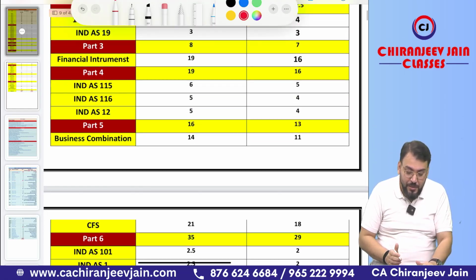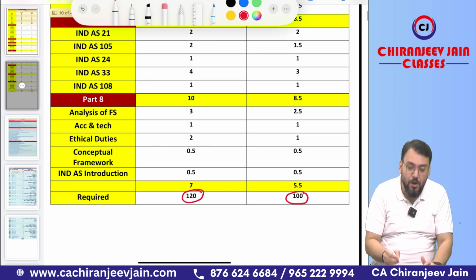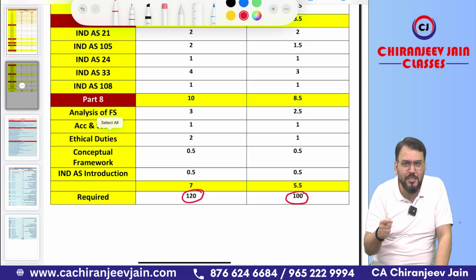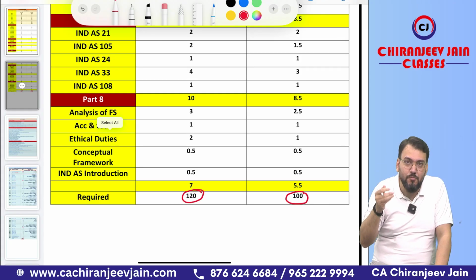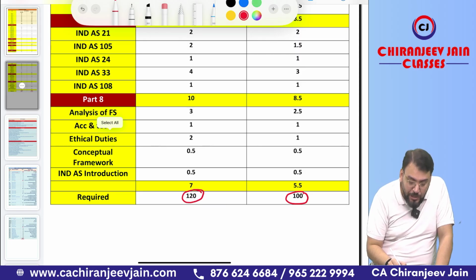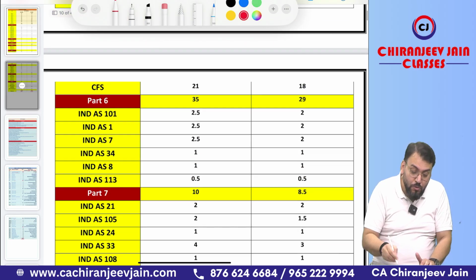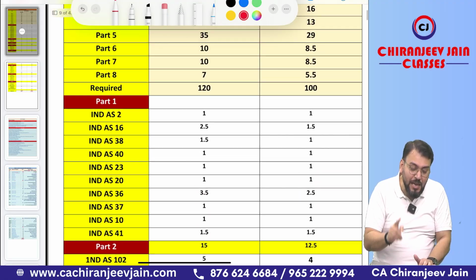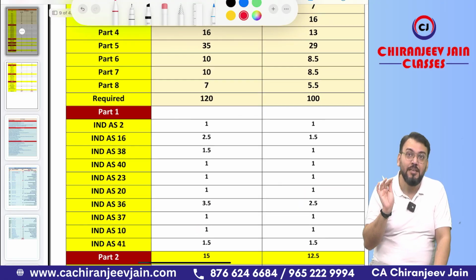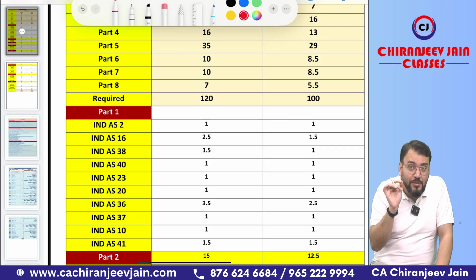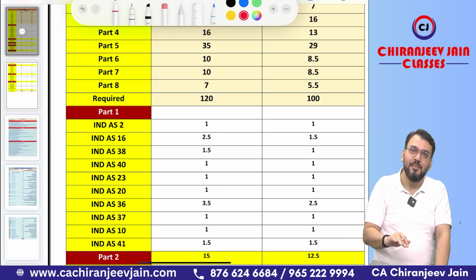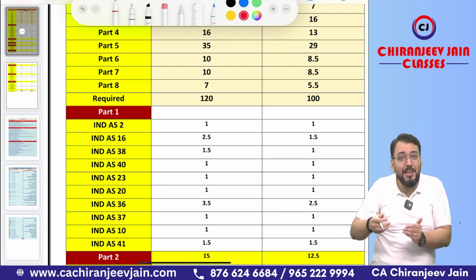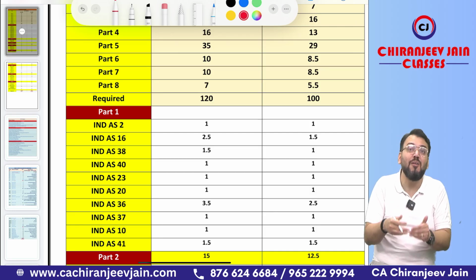So what you would say? Either you give 100 hours or 120 hours, completely on FR. Now it means 120 hours or 100 hours, so you need to just find out how many hours you should give chapter wise. Normally students give more hours to the chapter which requires less time, and eventually they have fewer hours for the chapter which requires more time.